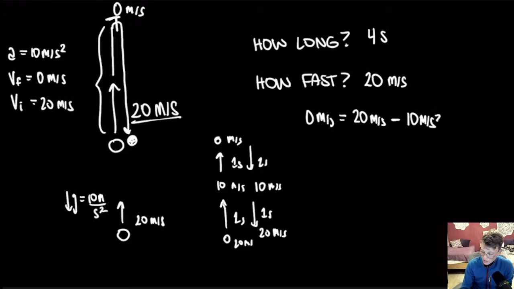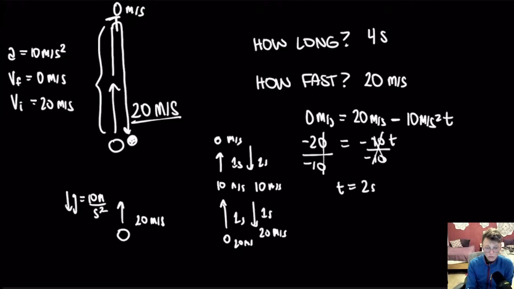10 meters per second squared times t. Now, it's just a little bit of math manipulation. So 20 over here, negative 10 t. I dropped the units just for the sake of doing this math a little more easily. Okay, so t is equal to 2 seconds.